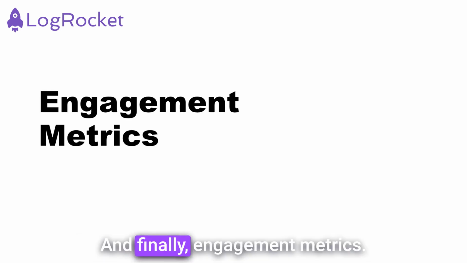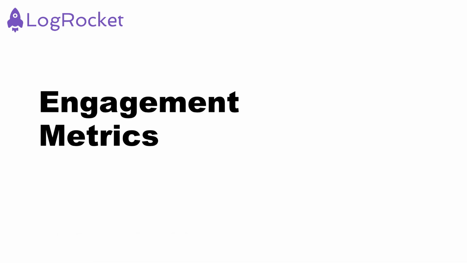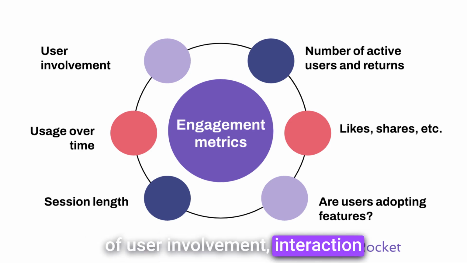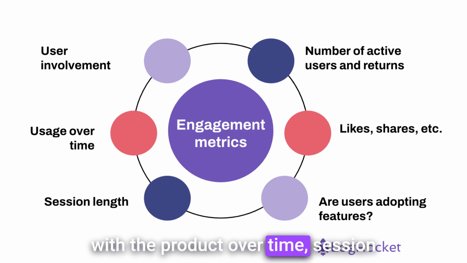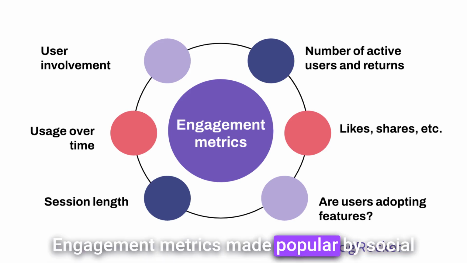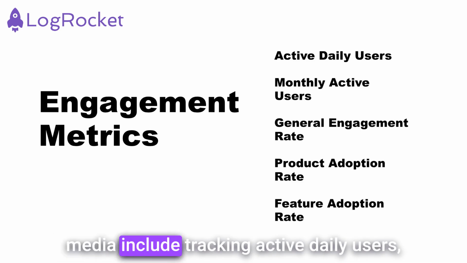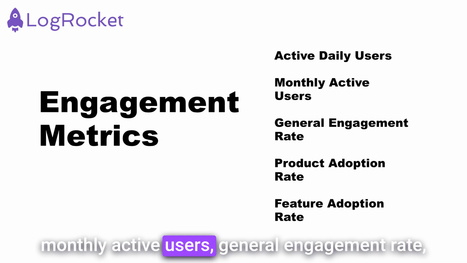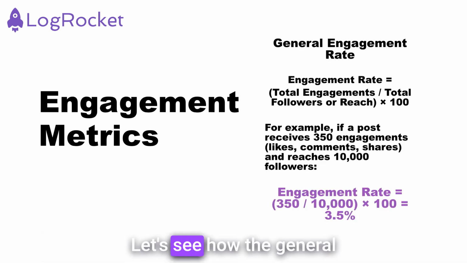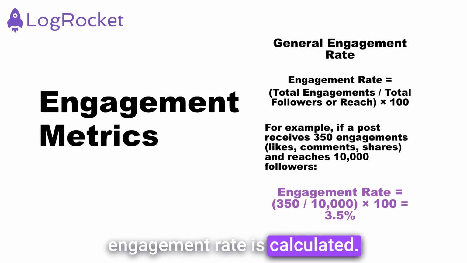And finally, engagement metrics. This metric tracks the overall level of user involvement, interaction with the product over time, session length, return visits, and active users. Engagement metrics made popular by social media include tracking active daily users, monthly active users, general engagement rate, and adoption rates for products and features. Let's see how the general engagement rate is calculated.